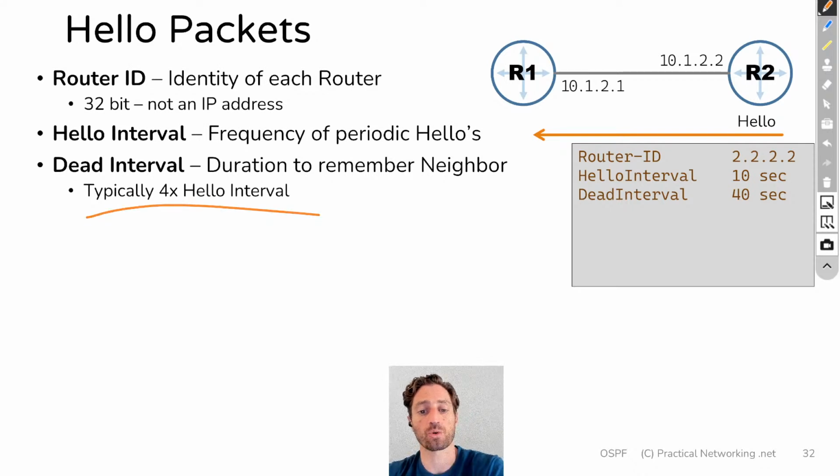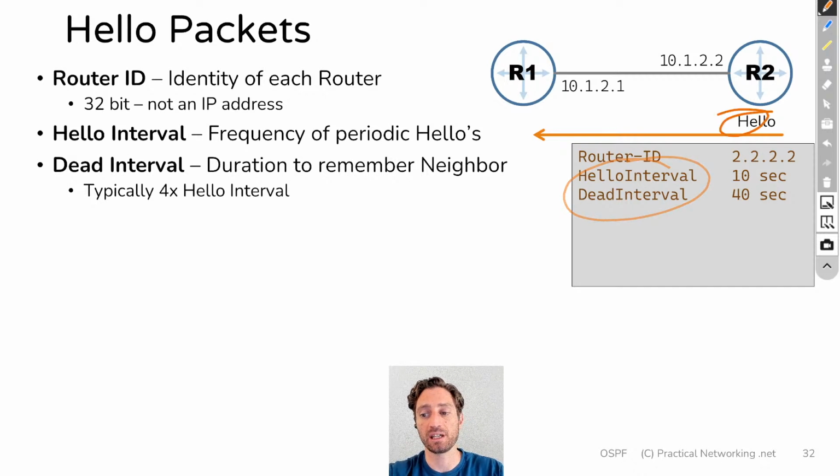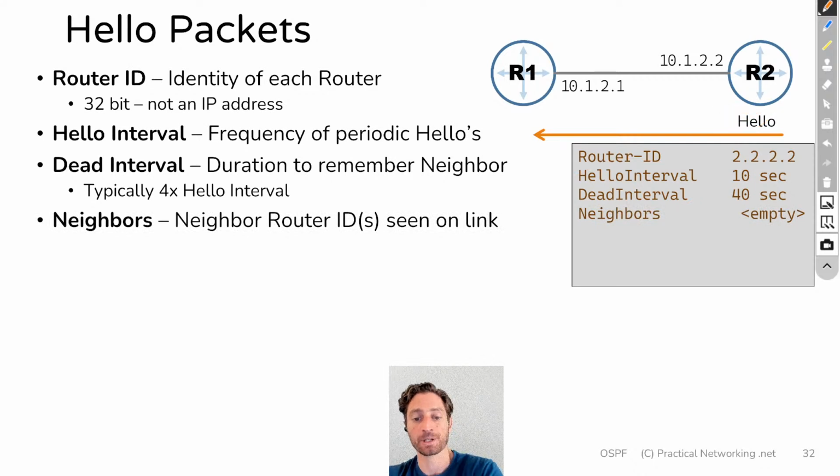So that's the dead interval. Typically, this is set to 4 times the hello interval. The idea there is I can miss at least 3 hellos before I forget that you existed, and I forget everything I've ever learned from you, right? So that's the dead interval. And again, both of those things are included in the hello packets that are being sent.